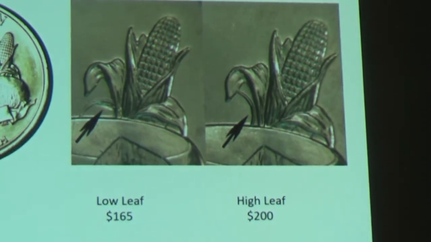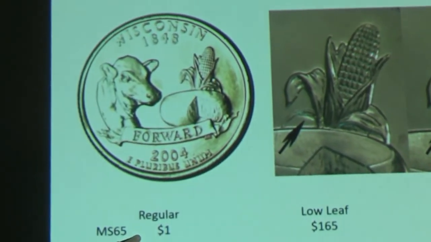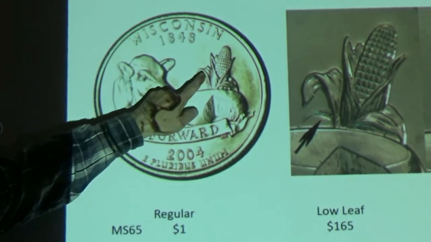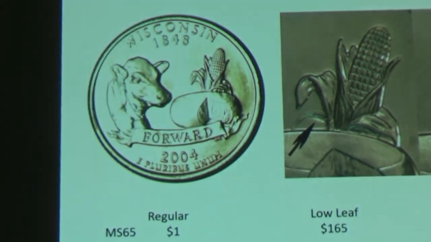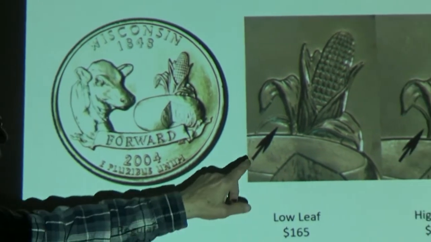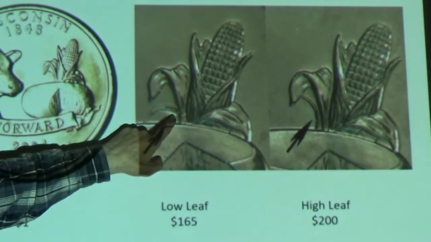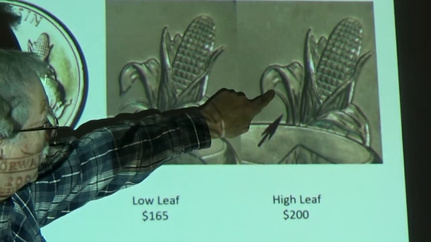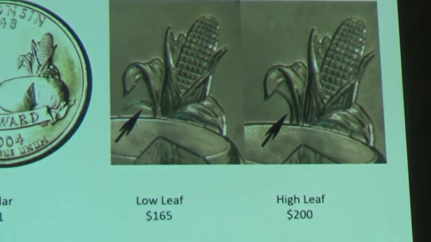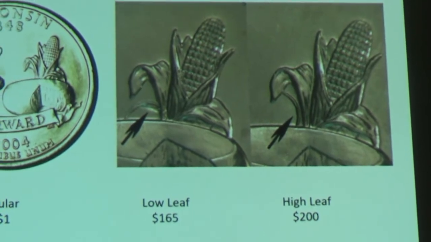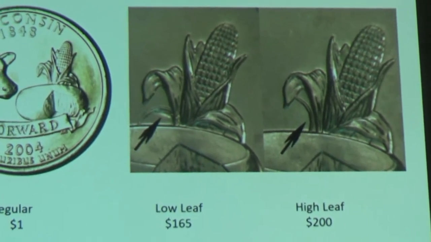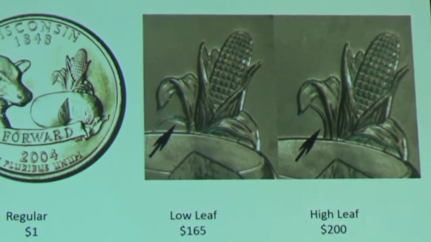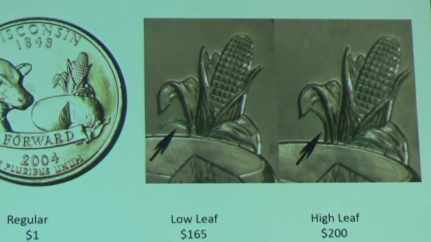This is the original Wisconsin 2004 D, and you'll notice the corn leaf, and then they talk about a low leaf and a high leaf. The low leaf, you don't see it here, but the low leaf comes down here, and of course the high leaf goes up and touches the other part of the leaf. Now, of course the high leaf is worth a little bit more money, and I've seen these in a number of sets, anywhere from MS63 to 66, and I've been looking for one.